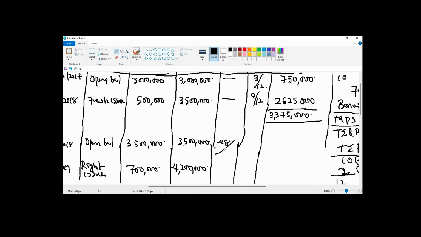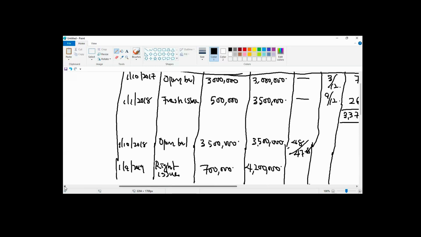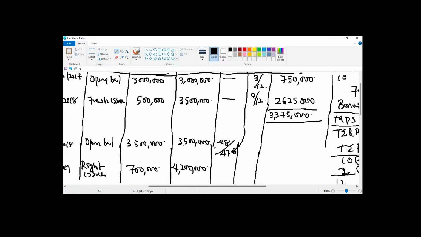48 over 47.08. I will now calculate the time factor. From 1st October to 1st of April, 6 months, 6 over 12. From 1st of April to 30th of December, 6. I will now multiply the total 3.5 million times 48 divided by 47.08 and 6 over 12. There is a note 4.